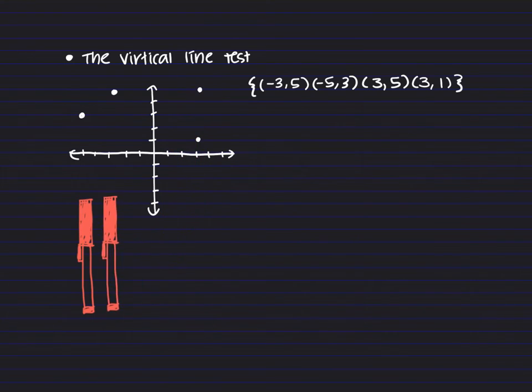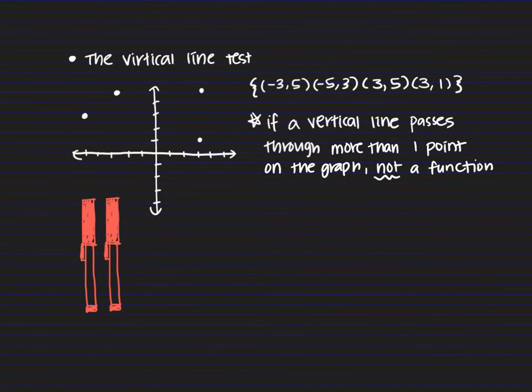If I have those overlapping, I cannot pass the test, and that means it's not going to be a function. To sum it up, if a vertical line passes through more than 1 point on the graph at the same time, it's not going to be a function. So really the key points of this lesson are to identify if a relation is a function, and to identify a possible domain and range from ordered pairs.